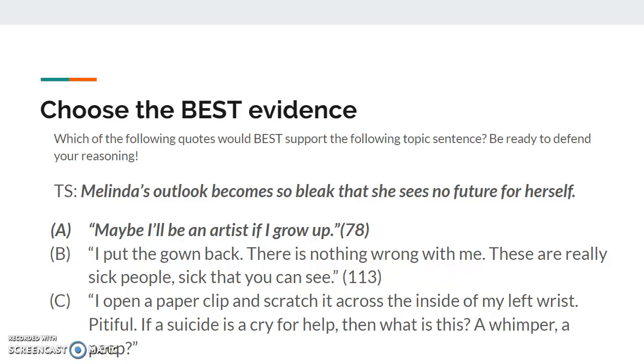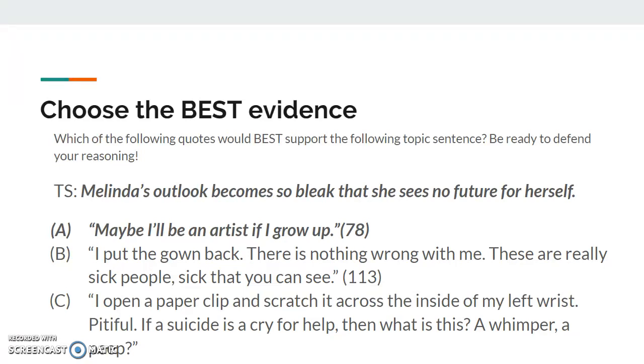So, for example, this is an example from Speak. Okay, but if my topic sentence were Melinda's outlook becomes so bleak that she sees no future for herself, there are 3 examples that show that Melinda's outlook is very bleak, that she's definitely depressed. So there's "maybe I'll be an artist if I grow up" on page 78. "I put the gown back." "There's nothing wrong with me."